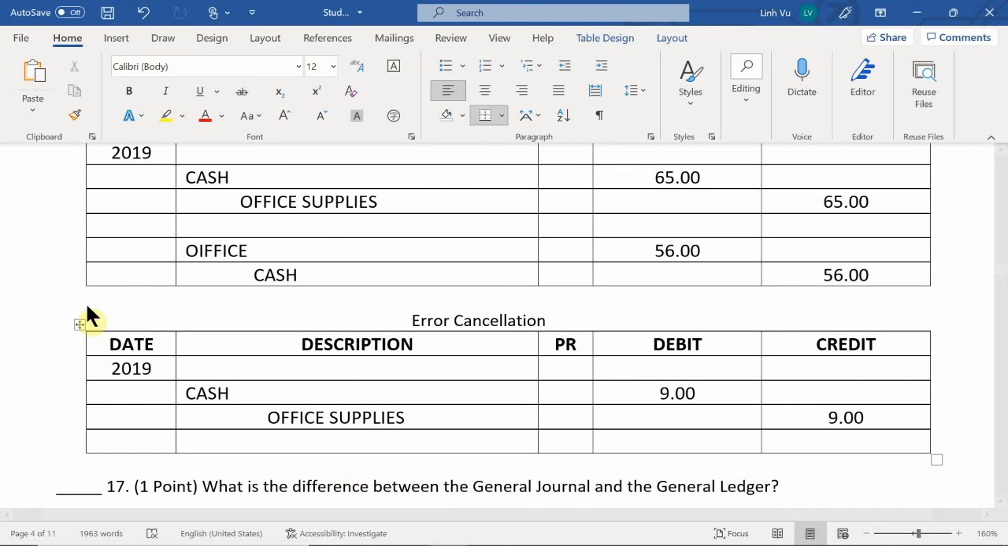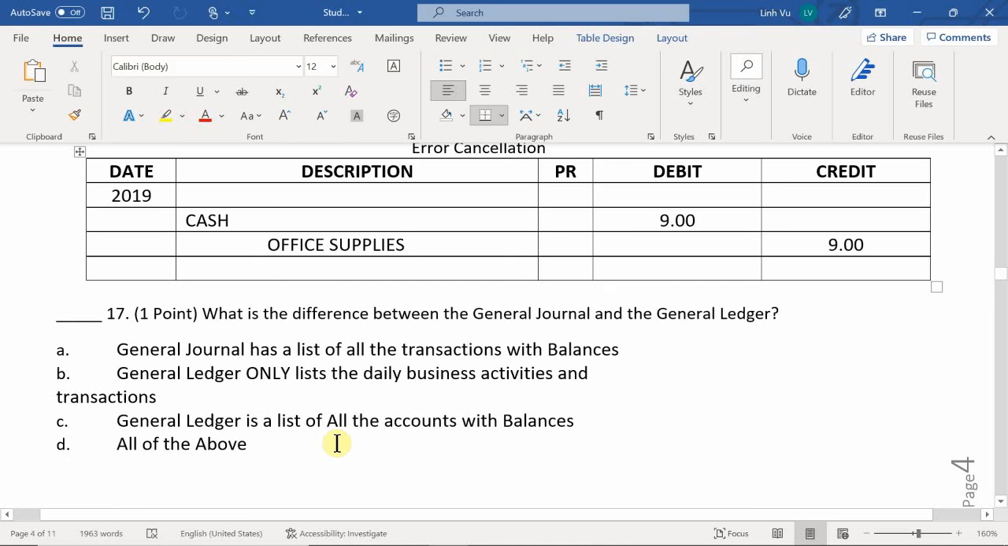Yeah. So again, error cancellation, I find the hardest one because you have to determine, right? You have to think really carefully because you don't want to make another mistake and end up overstating your office supplies again, and then overstating your cash account again. Okay.